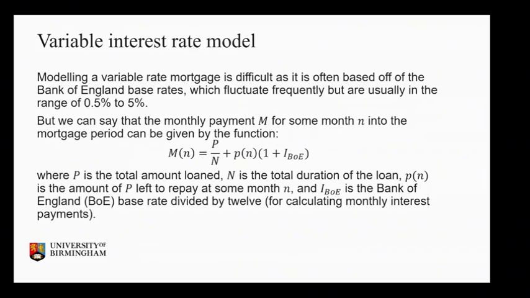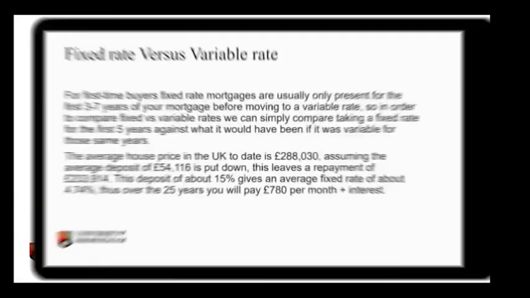To model this, variable rates are difficult to model, seeing as the variability in their interest rate, for example the Bank of England base rates, isn't easy to predict, and they fluctuate frequently, here in the range of 0.5 to 5%. But we can say that the monthly payment can be given by the formula below, where P is just the total loan, N is the total duration of the loan, Pn is the amount of the loan left to repay for some month n, and BOE is just the Bank of England's base rate divided by 12, since we're only calculating monthly payments.